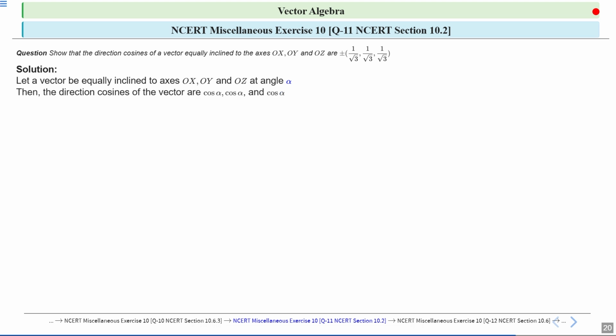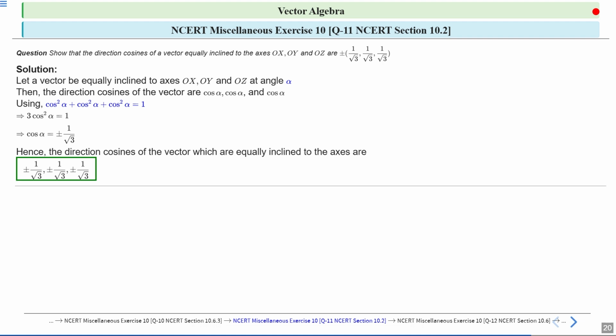Then the direction cosines of the vector are basically cos alpha, cos alpha and cos alpha, right? Now using cos square alpha plus cos square alpha plus cos square alpha is equal to 1, we will get 3 cos square alpha is equal to 1, right? So cos alpha will be equal to plus minus 1 by root 3.